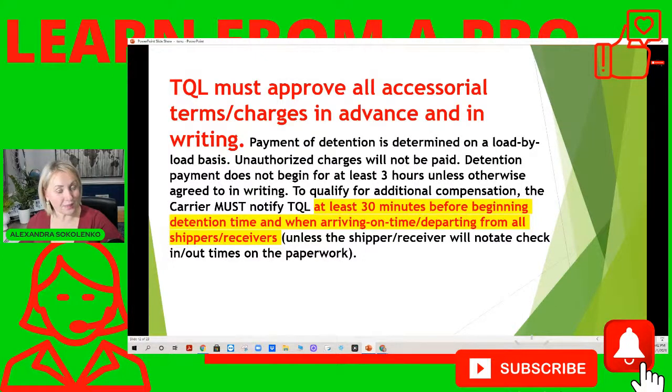So TQL says that you must approve all accessorial terms and charges in advance and in writing. So do you see? In writing. In order for you to get compensated, look at this. To qualify for additional compensation, the carrier must notify TQL at least 30 minutes before the beginning of detention time and arrive on time, with departure times from all shippers and receivers, unless the shipper or receiver will not take check-in time on paperwork.